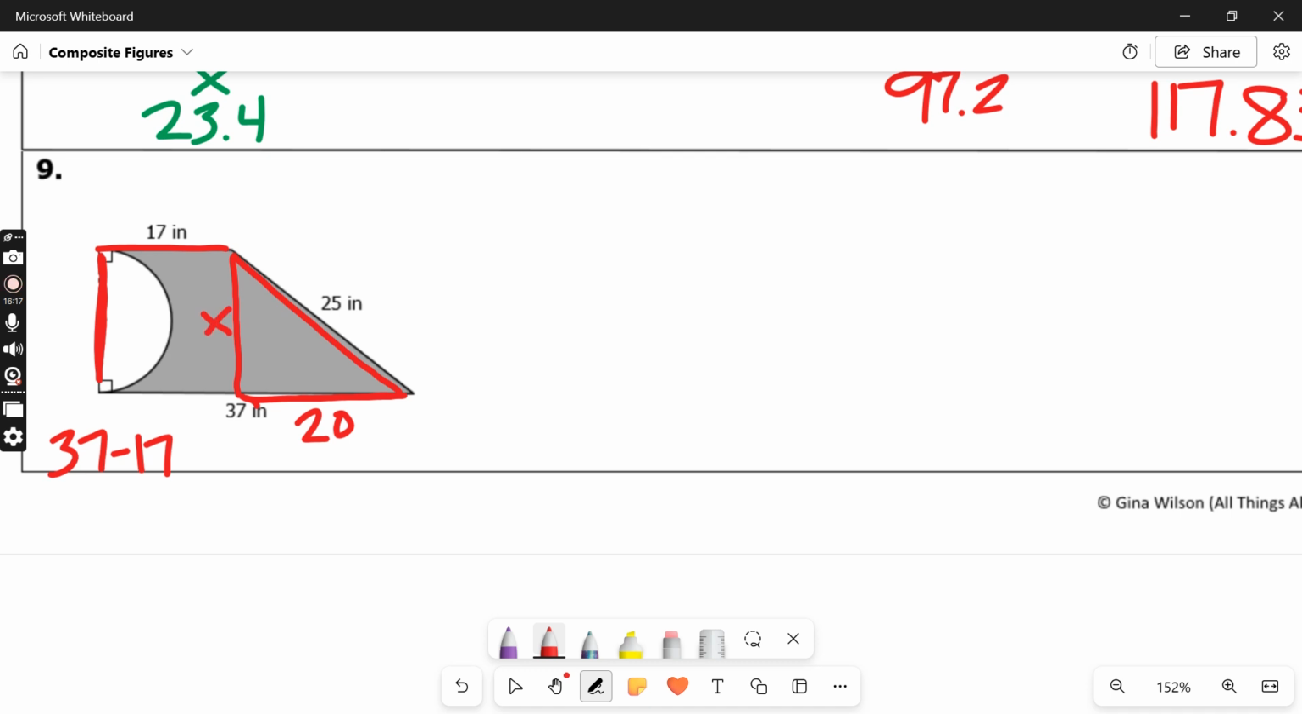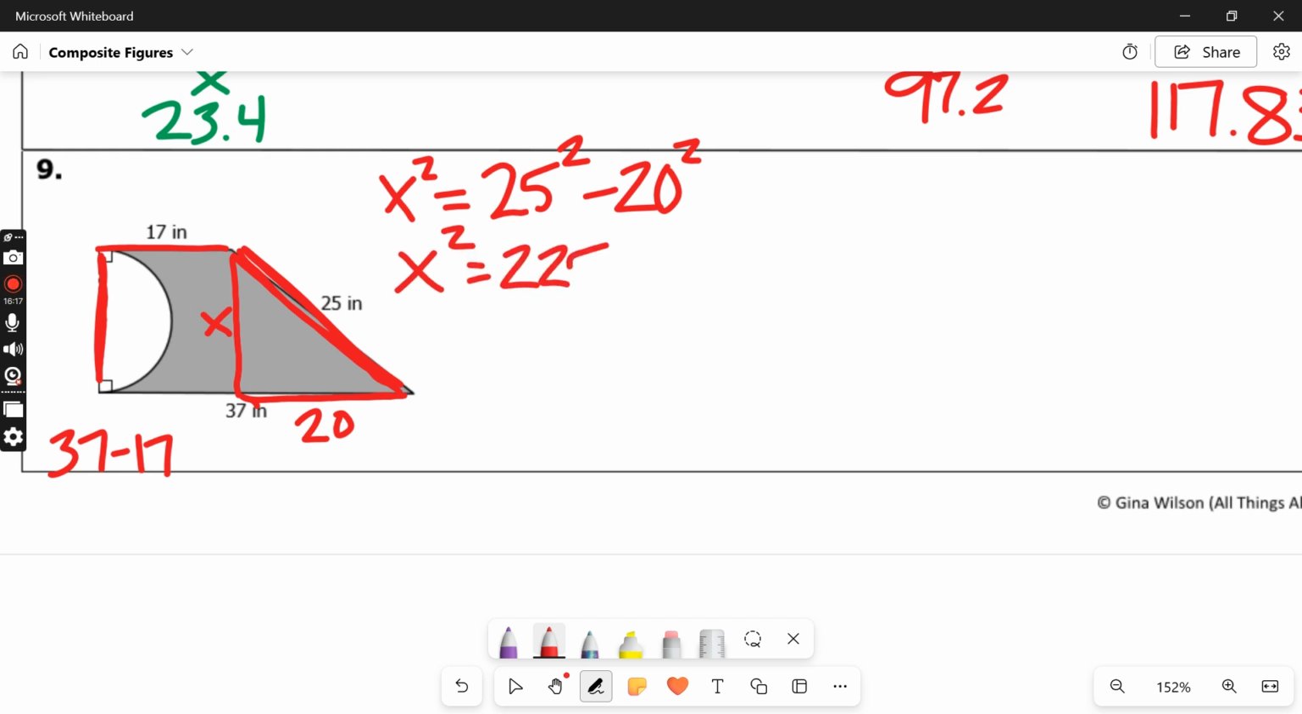And then I can find this height that's right here. I can use Pythagorean theorem. This is my 25 right here is my hypotenuse. So I'm going to subtract 25 squared minus 20 squared, which gives me x squared is equal to 225. And then if I square root, that tells me x is 15. Okay, so this height right here is 15.